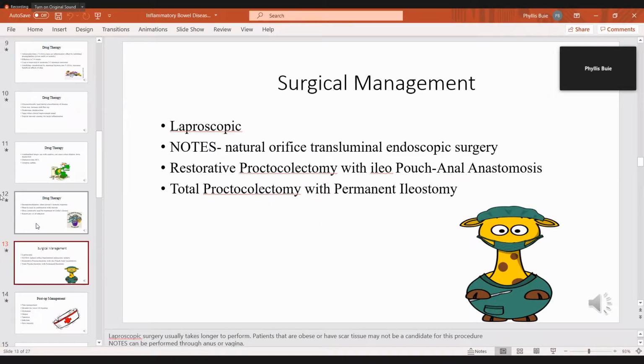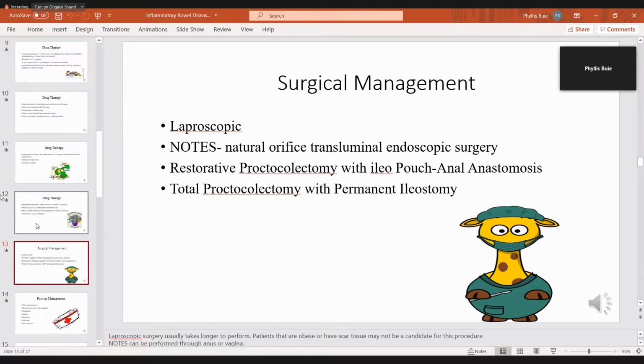Surgical management. Let's talk a little bit about that. There's a couple of different things that we can do with these patients. They can have a laparoscopic colon resection, and whether the patient is a candidate for that or not all depends on what's going on with them. If they've had a perforation, they're not going to be a candidate for it because they're going to need to open them up to go in there and look around and clean everything up.